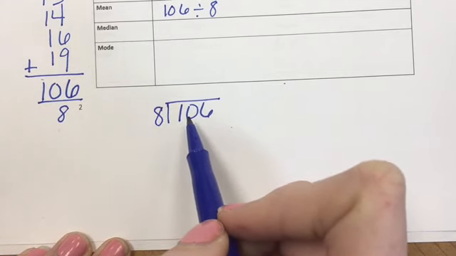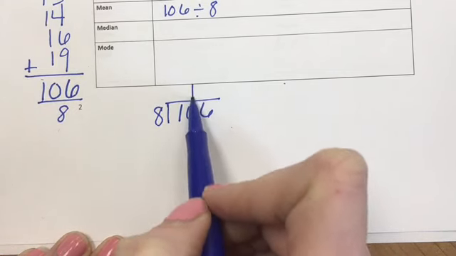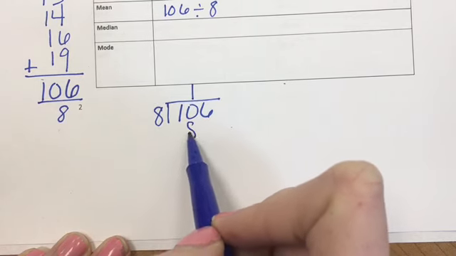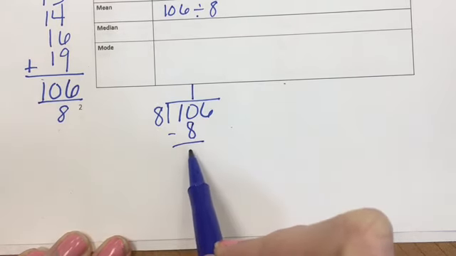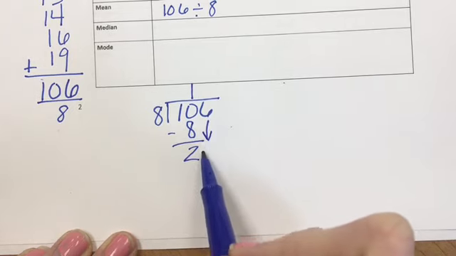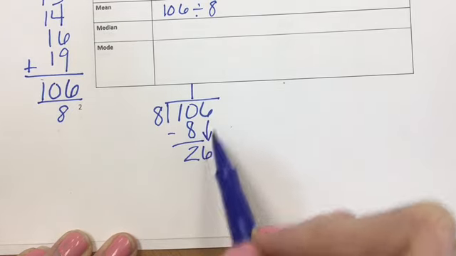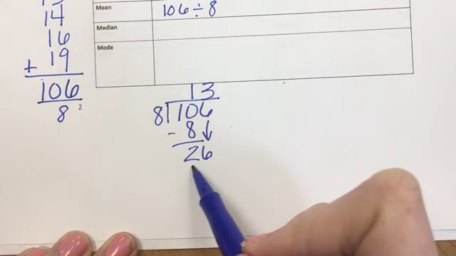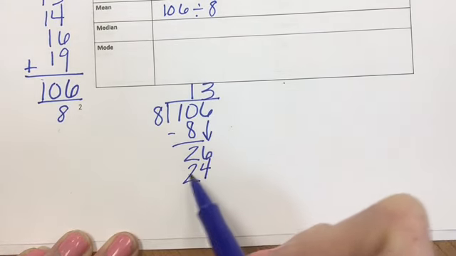Eight goes into 10 how many times? Once, and 1 times 8 is 8. We subtract, we're left with 2. We bring the 6 down. 8 goes into 26 3 times. 8 times 3 is 24. Oh no, it's not going to go in evenly.